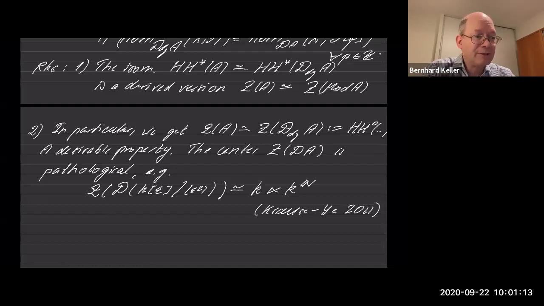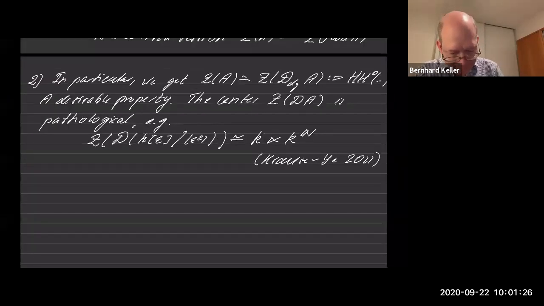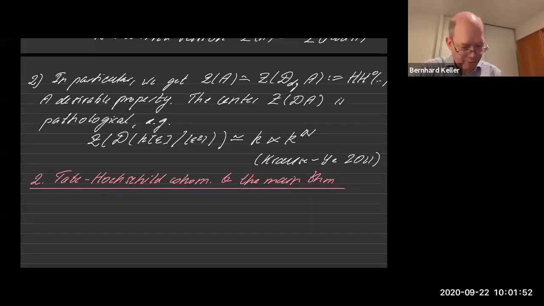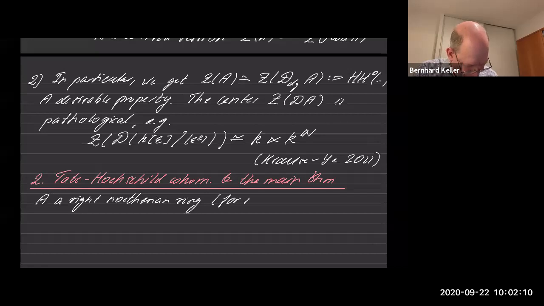Okay, then this is all for the first part. So now let me come to the main subject, Tate-Hochschild cohomology, and the statement of the main theorem. Okay, so now we take a right Noetherian ring. Again, for simplicity, everything can be done for algebra. Everything can be done for arbitrary algebras.